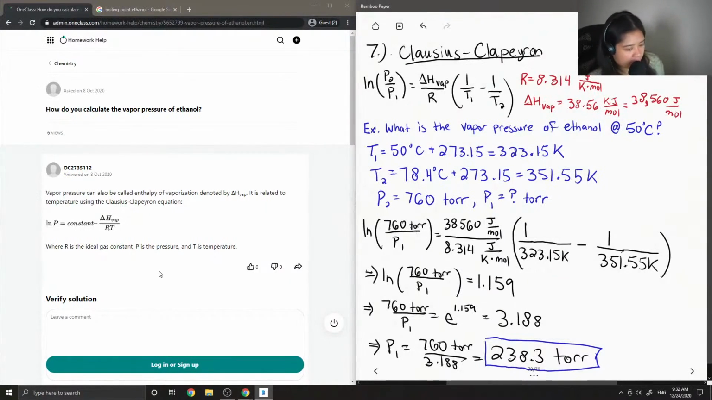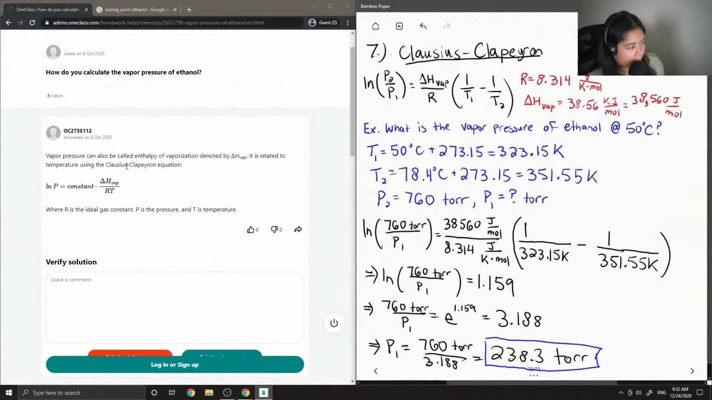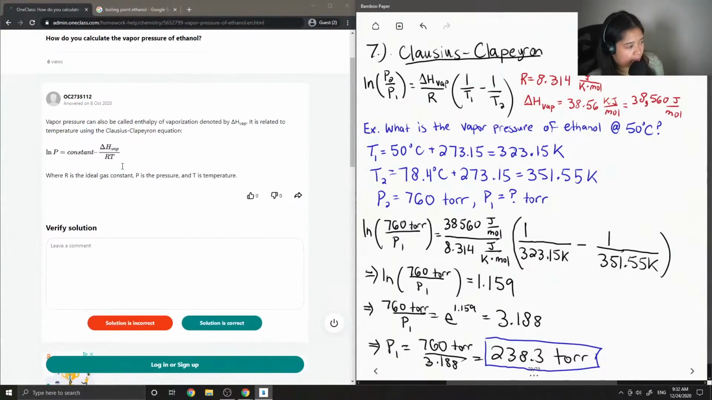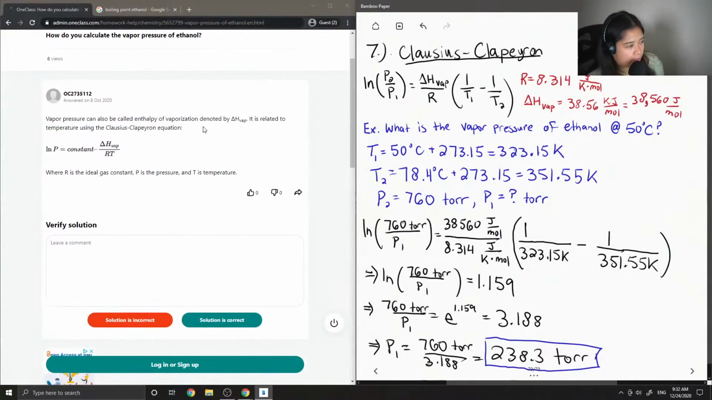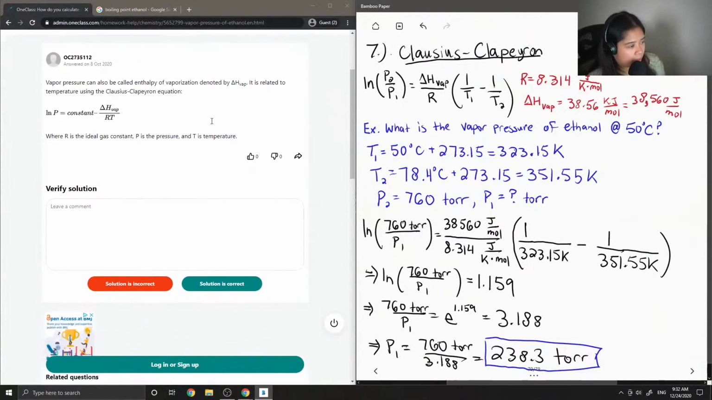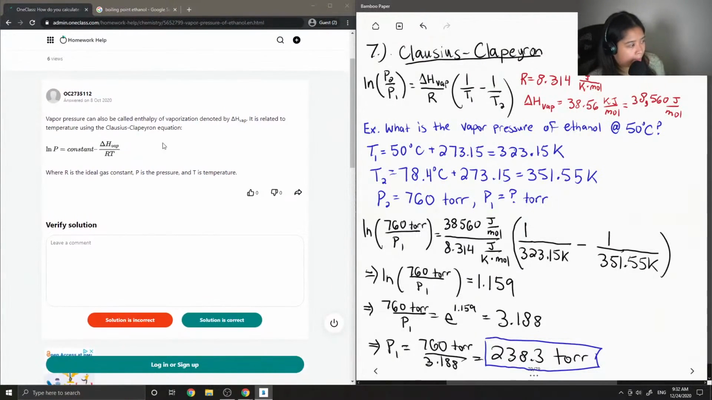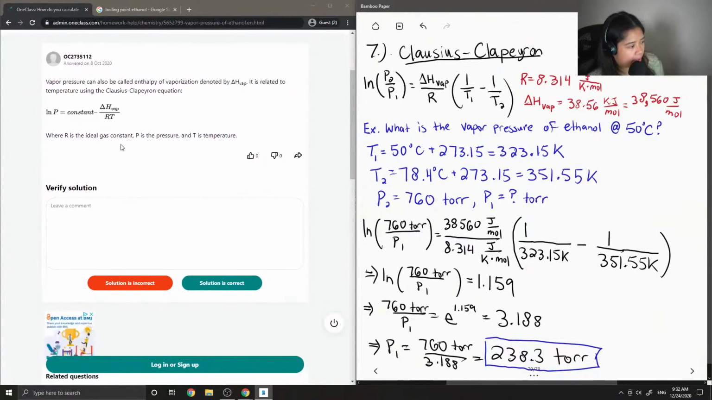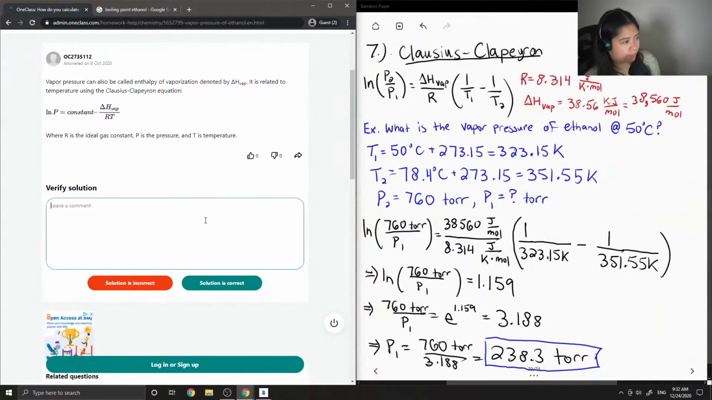Okay, so let's see what the junior tutor said. Vapor pressure can also be called the enthalpy of vaporization, denoted by delta H vap. So that's not actually correct. But they also have the Clausius-Clapeyron equation. R is the ideal gas constant, P is the pressure, and T is the temperature.